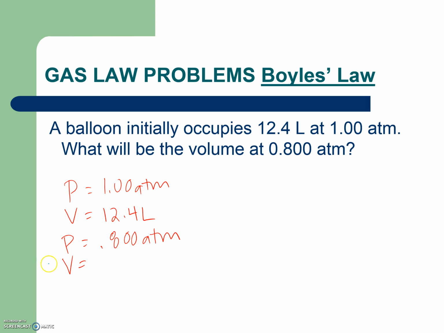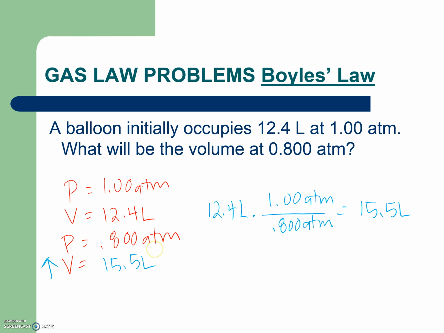This one is nice because I don't have to deal with anything with Kelvin, but I look at this, my pressure is going down, which means my volume is going to go up because this is an indirect relationship, so I need to remember that. And so then I have 12.4 liters. I want my volume to go up, so I'm going to put my larger value on top. I'm going to put my smaller value on the bottom. And I'm going to do 12.4 times 1 divided by 0.8, and I get 15.5 liters, which is very nice because 15.5 liters is bigger than 12.4. So those are our first 3 basic types of gas law problems.